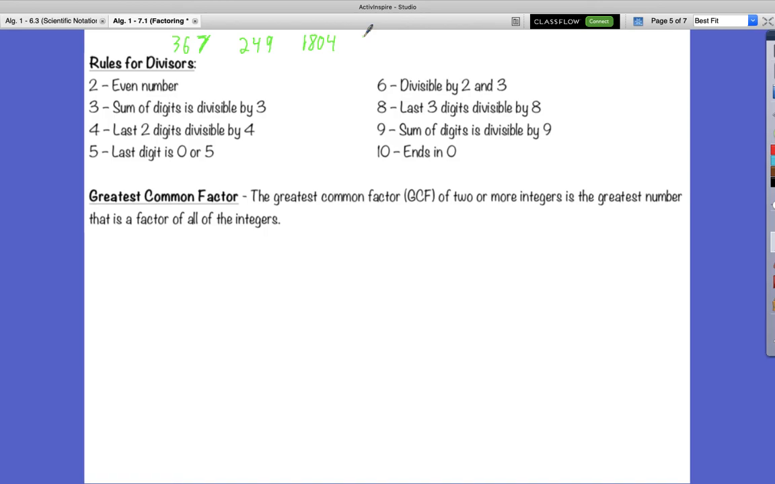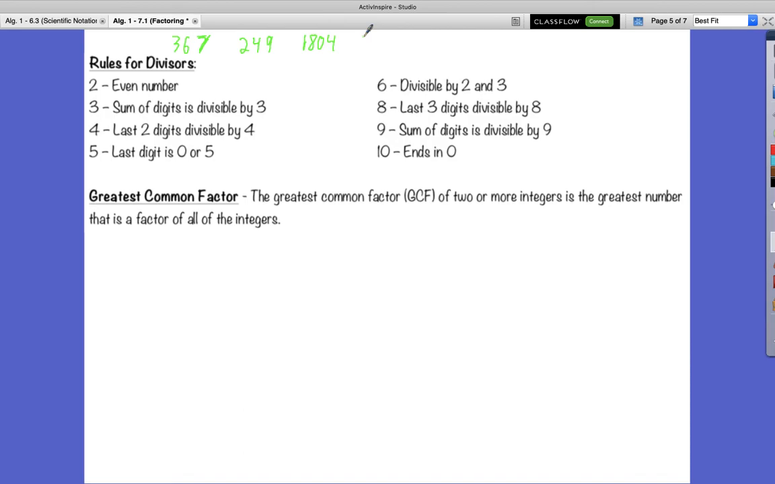5: the last digit is 0 or 5. 6: if it's divisible by both 2 and 3, you can divide it by 6. So like 18. Yeah, 18 is divisible by 6 because it's divisible by both 2 and 3. 24 is divisible by both 2 and 3, so it's divisible by 6. 8: we won't use this one much because it's the last 3 digits being divisible by 8. We're not going to probably memorize that.